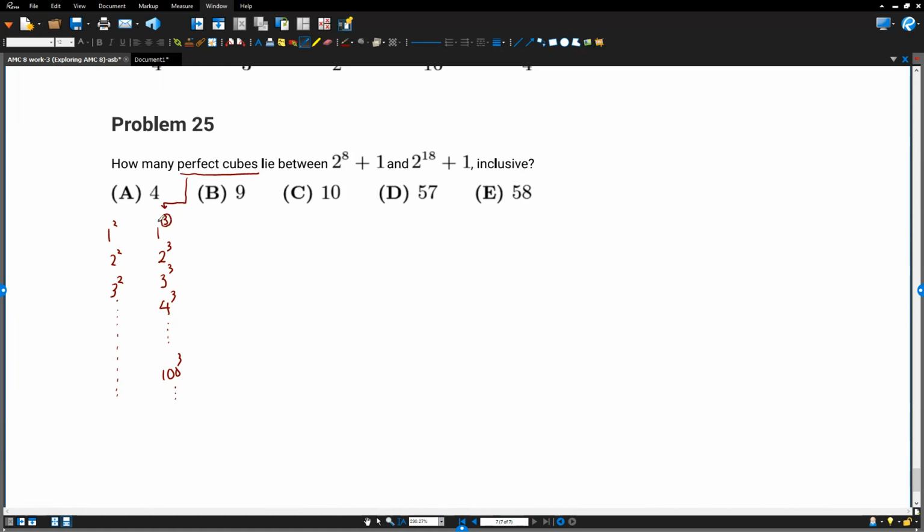Now we have two numbers here, inclusive, including these two numbers. This is the number 2 to the 8 plus 1 and 2 to the 18 plus 1. This is the starting point, 2 to the 8 plus 1. The last one is 2 to the 18 plus 1. In this case, how many perfect cube numbers are there?